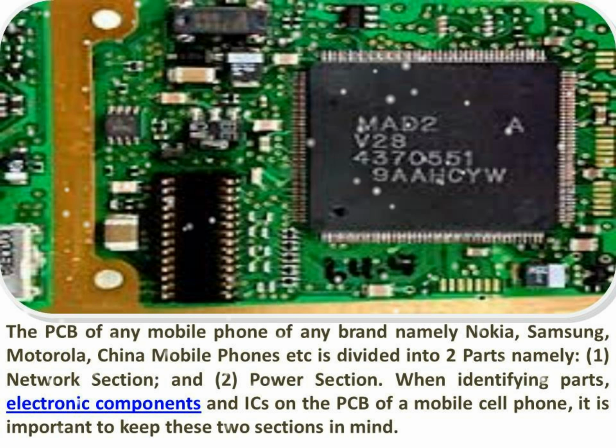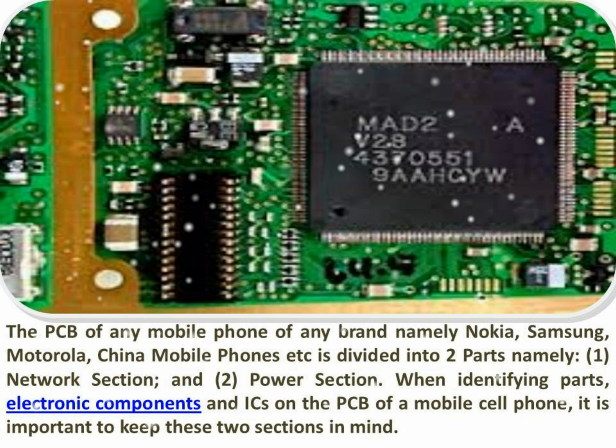Flash IC. This IC is found beside the CPU. Logic IC. The IC with 20 legs is the logic IC. Charging IC. In the power section, the IC beside R22 is the charging IC. Audio IC. The IC parallel to the power IC is the audio IC.